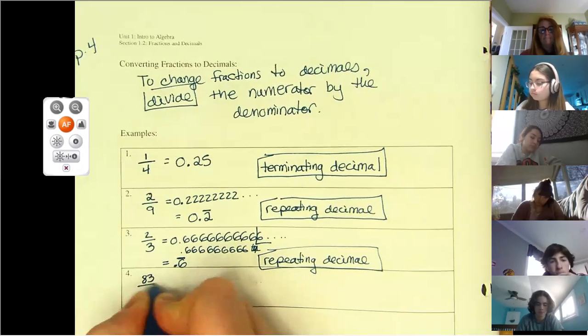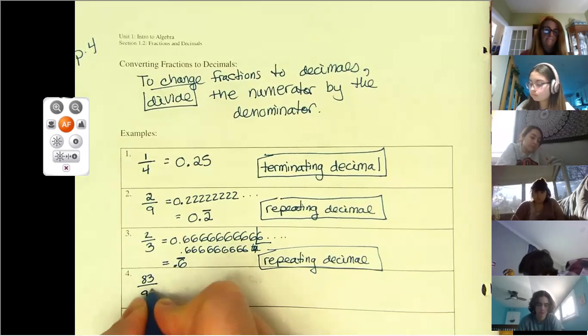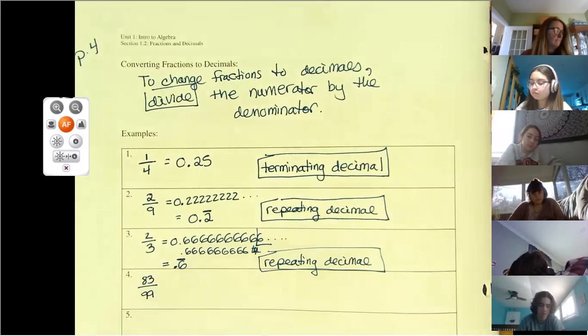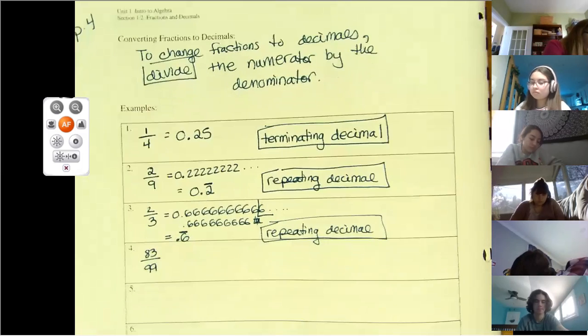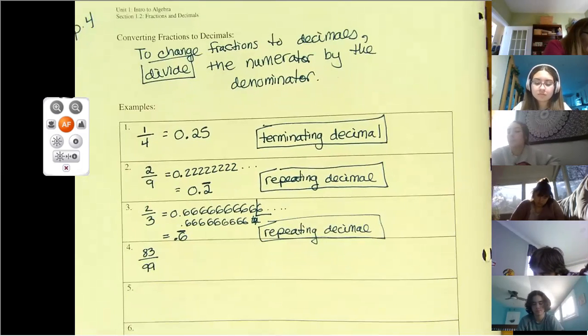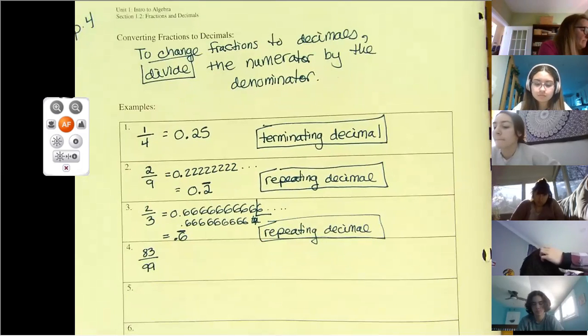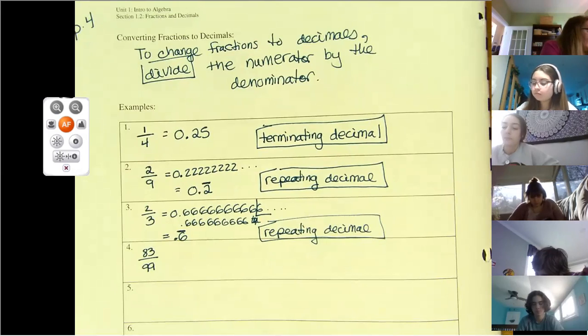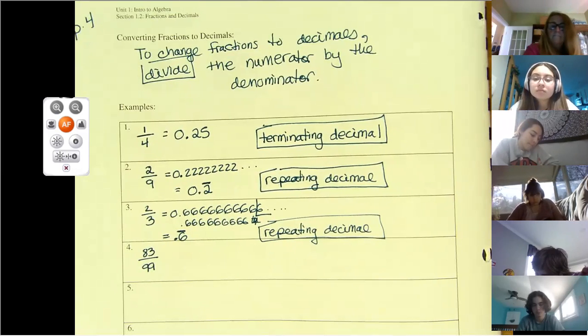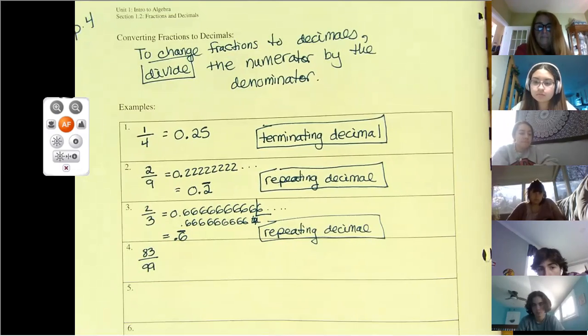This one's also going to be a little different. 83 over 99. I feel like when you go to your calculator, you might have that rounding issue again at the end. Just ignore the last place. Well, let's see what we can do here. 0.83838383. Yeah, and my calculator ended with a 4.